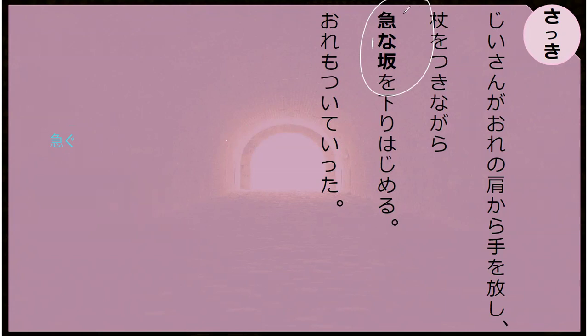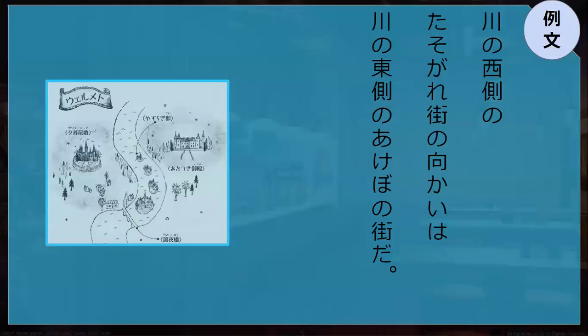This is saying that it's a steep slope. Kyuu na, and then the slope is saka. Not ishi, ishi is rock. Not hashi, not hishi. This is saka. Kyuu na saka, a steep slope. You know what it meant though, which is half the work.